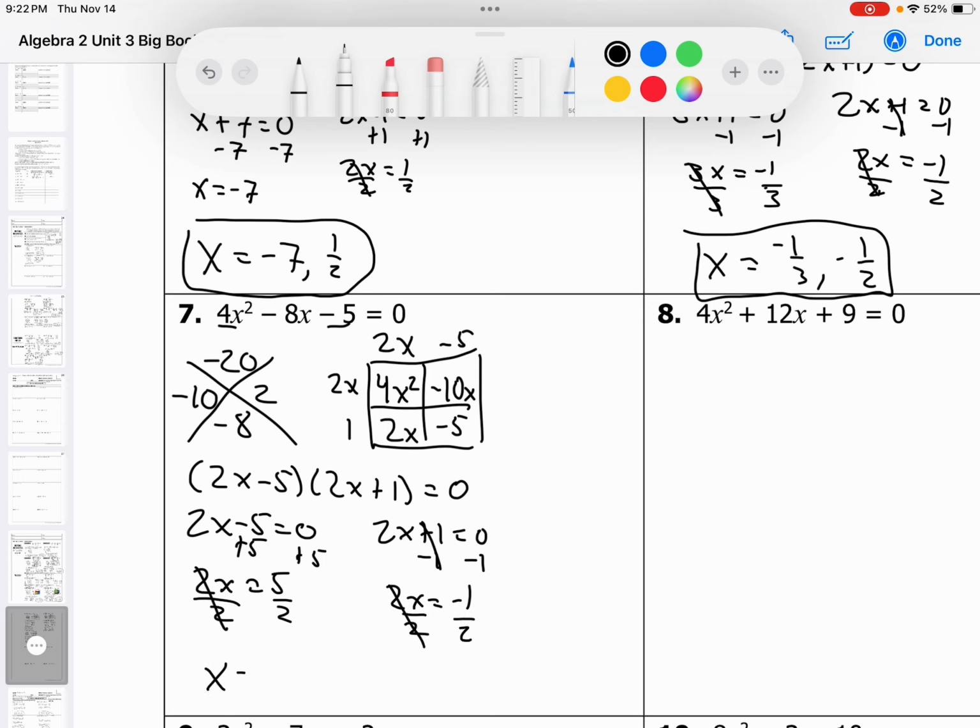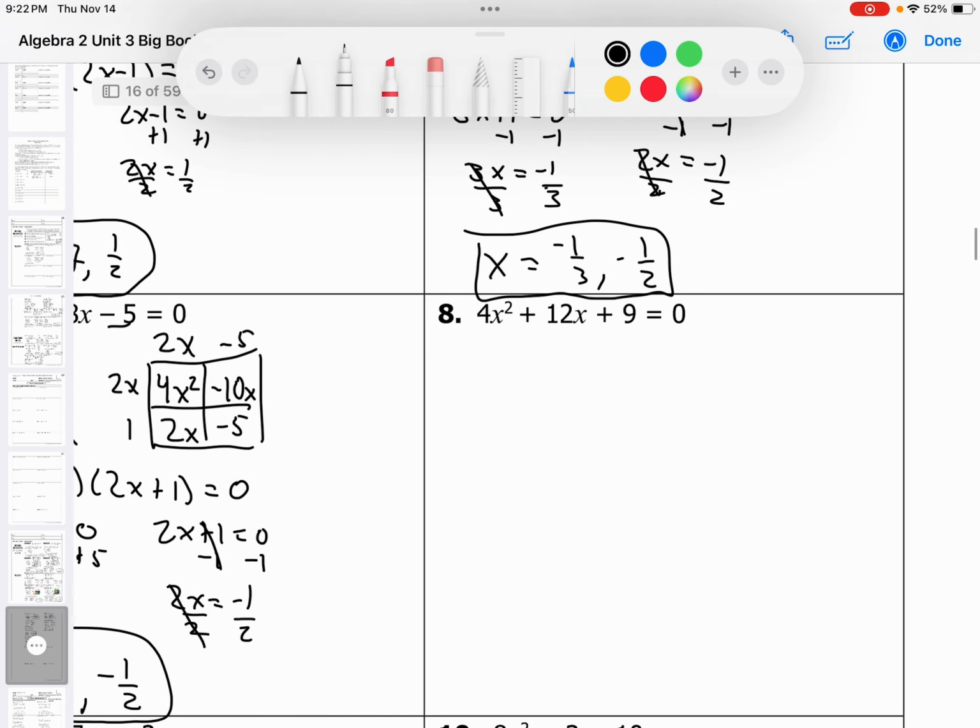So we have x equals 5/2 and negative 1/2. That's our two answers for x. On to number 8. Still no greatest common factor, so we are still going to need to do the x box. Here, 36 will go on top and 12 on the bottom.